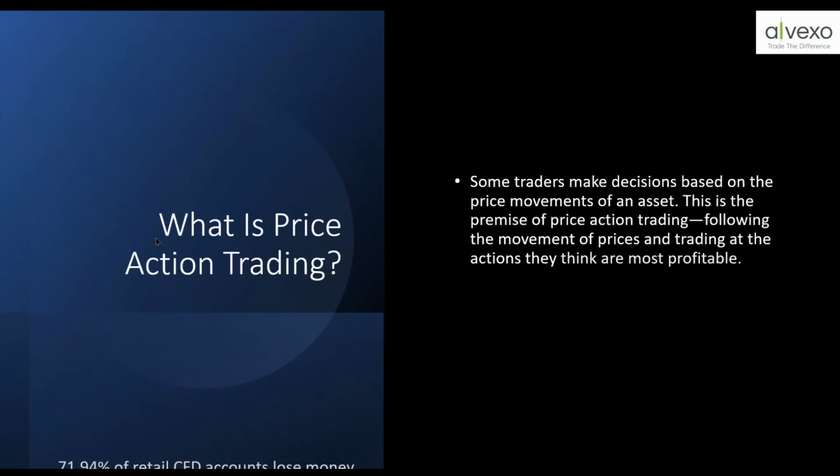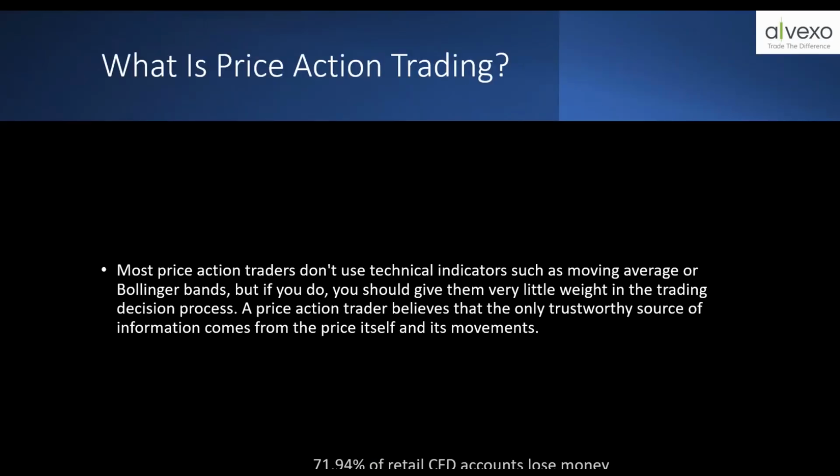So some traders make decisions based on price movements of an asset. This is the premise of price action trading, following the movement of price and trading the actions they think are most profitable. Most price action traders don't use technical indicators such as moving average or Bollinger Bands. But if they do, you should give them very little weight in the trading decision process. A price action trader believes the only trustworthy source of information comes from the price itself and its movements.